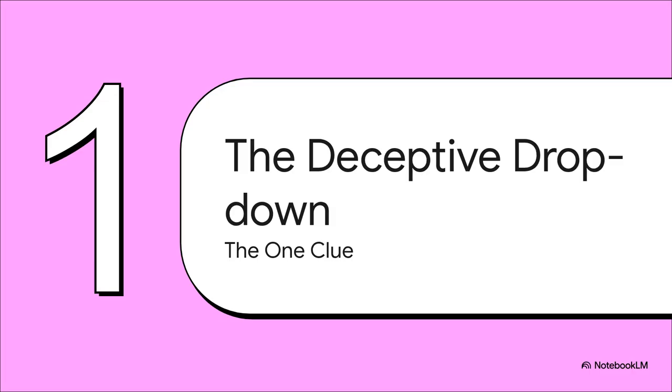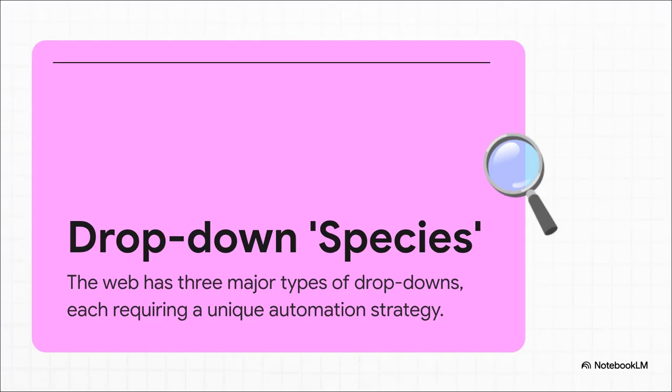So how do you know what you're dealing with? Well, it all comes down to a single clue you can find just by inspecting the element's HTML. And this one little detail, it's the key that unlocks absolutely everything. And these three species, you could call them, the classic, the modern, and the hidden, can all be identified by that one little clue in the code. So let's see what it is.